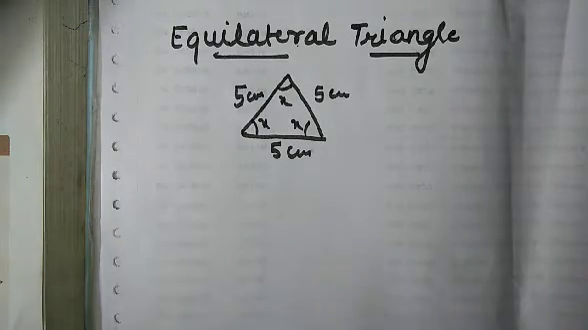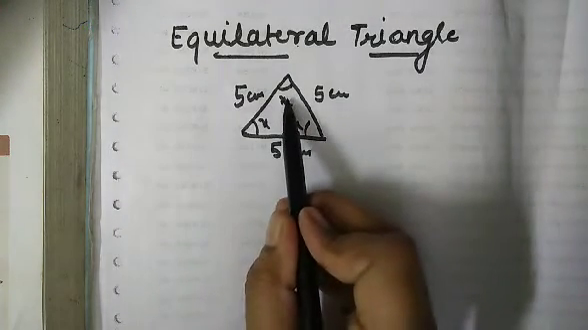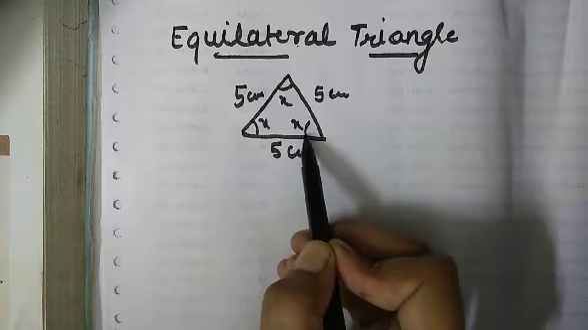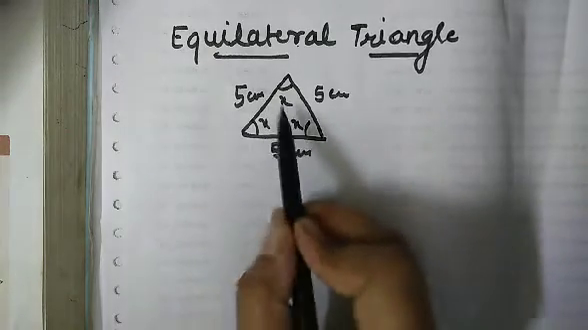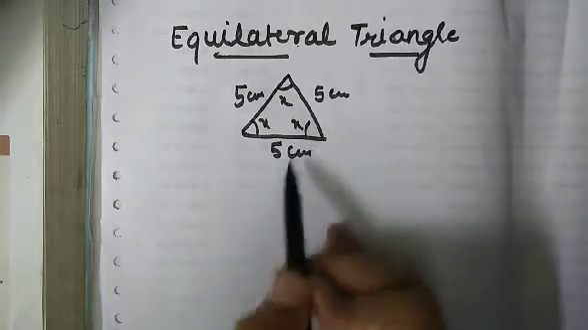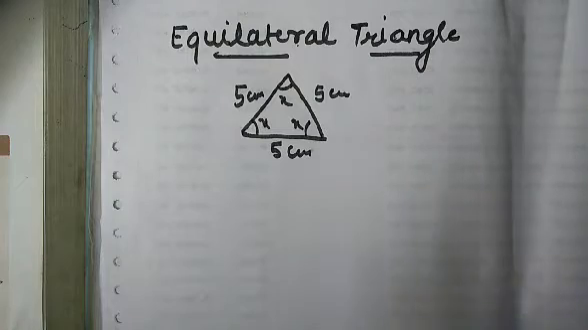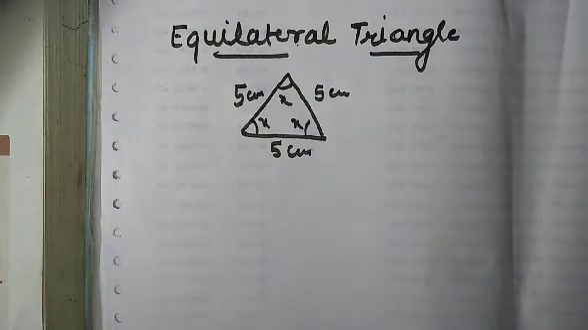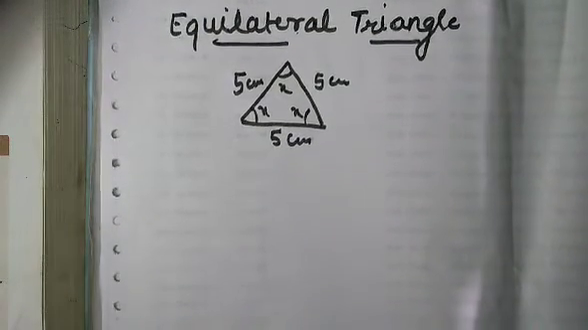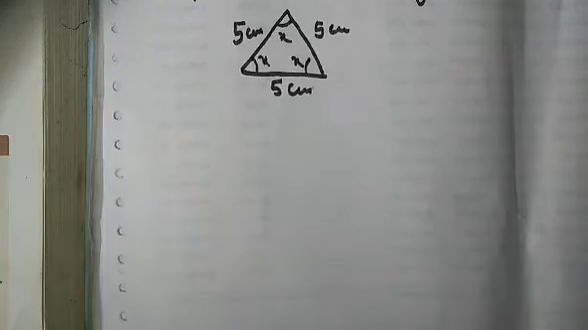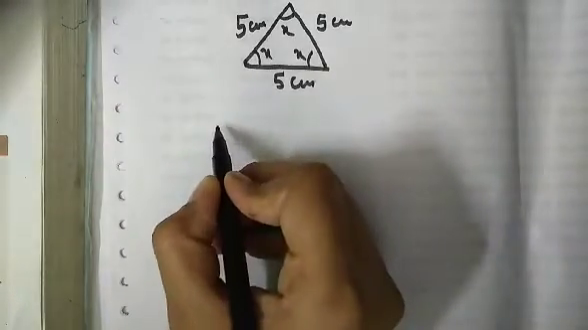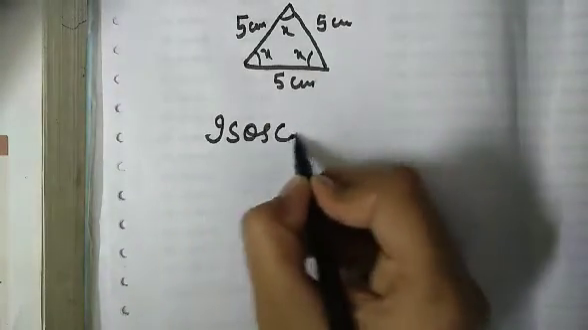How can you say that they are 60? Because if you apply the angle sum property, that is x plus x plus x is equal to 180, this will give you x equal to 60. So the measurement of each angle will be 60 degrees in an equilateral triangle. Next, we will learn about the isosceles triangle. That is important.